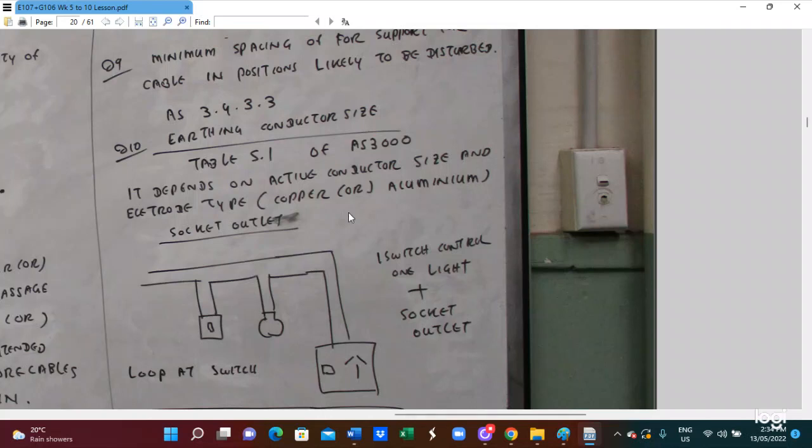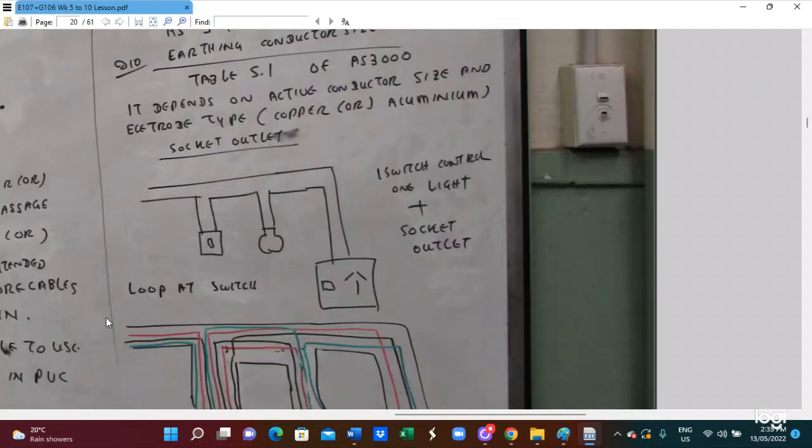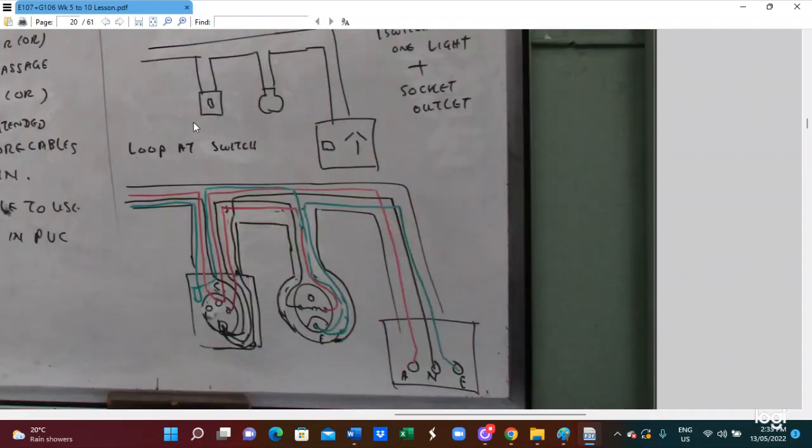Then in this case, electrode type depends on the earthing conductor size, and the electrode type is copper or aluminum. So socket outlets are diagrammed here. This is a socket outlet. This switch here is for a light, and this is for another switch and socket outlet. One switch controls one light plus a socket outlet in this diagram. So this is the socket diagram. This is a circuit wiring diagram.